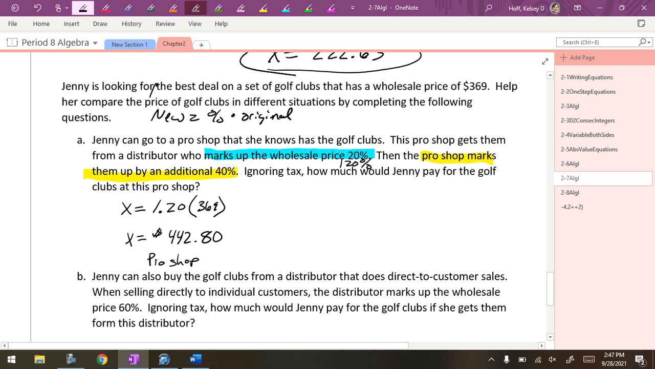No. Now the pro shop's going to mark them up. So I don't know my new price. What percent is the pro shop going to mark them up? 40%. So really it's 140%, or as a decimal, 1.40. What am I going to multiply 1.40 times? 442.80. We're going to mark up the price they already marked up.